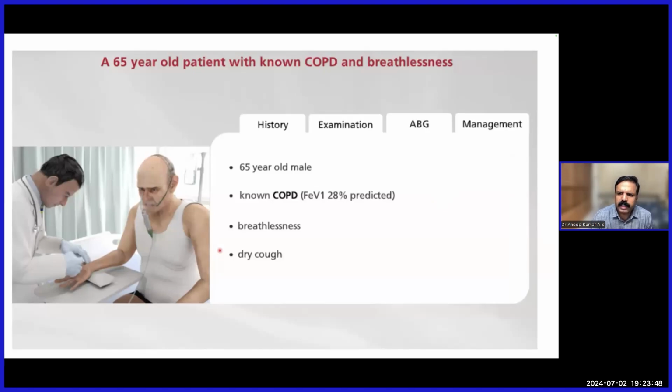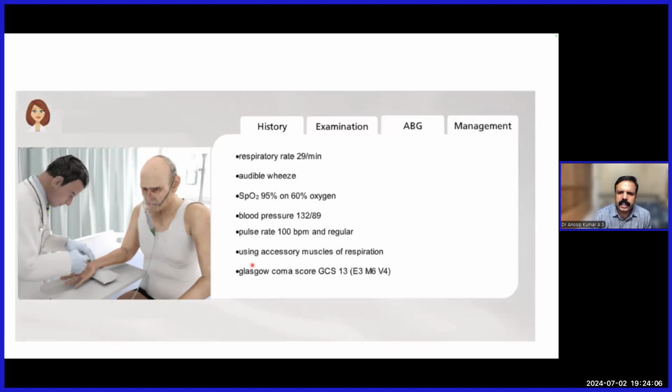So now coming to one clinical scenario. We have a 65-year-old patient who is a known case of COPD, now coming with severe breathlessness. His FEV1 is 28% of the predicted. He is breathless and he has a dry cough. On examination, he is tachypneic, respiratory rate is 29. There is an audible wheeze. Saturation is 95% on 60% oxygen. His blood pressure is normal, slightly on the higher side. Pulse rate is 100 per minute, but regular. He is using the accessory muscles for respiration. And his GCS is 13.